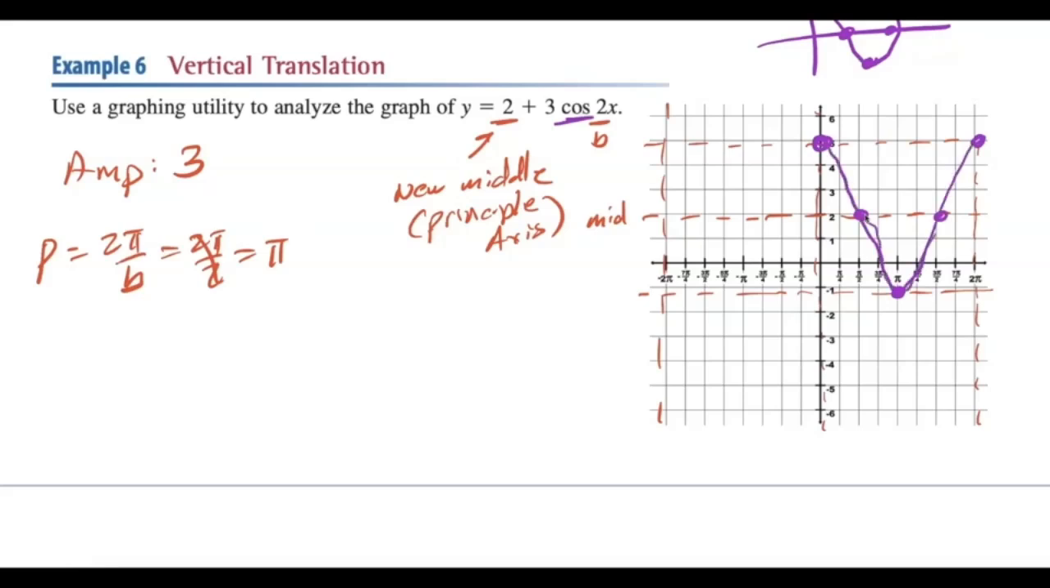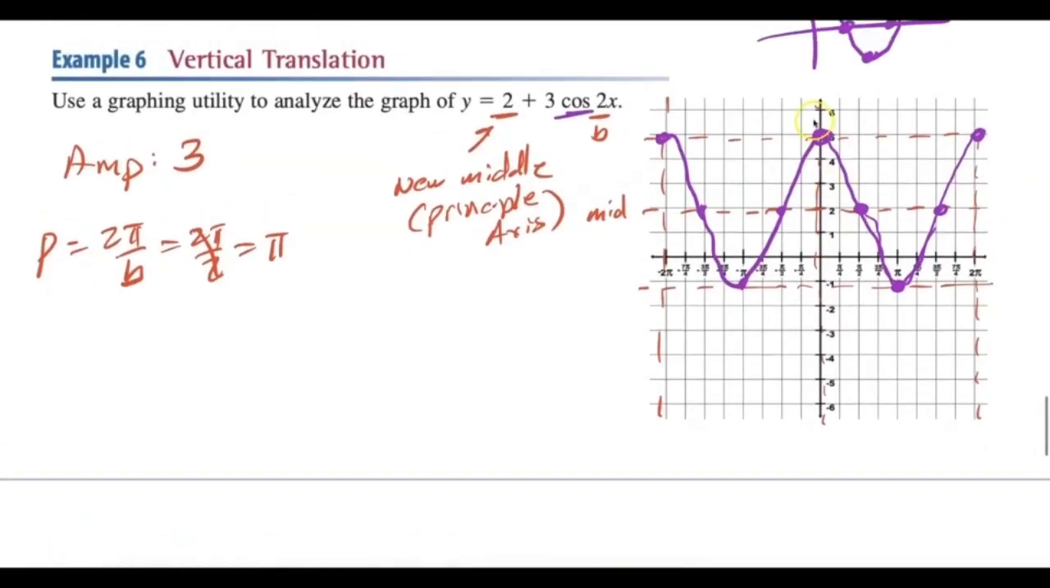Should be more of a U. I'm going to do it sending backwards. I'm going to fill up this graph. Probably a little something like that. There's how you graph cosine. That's how you do a vertical translation. For me, that's the easiest one. It just changes your middle, and then from there, you just base everything off of it.